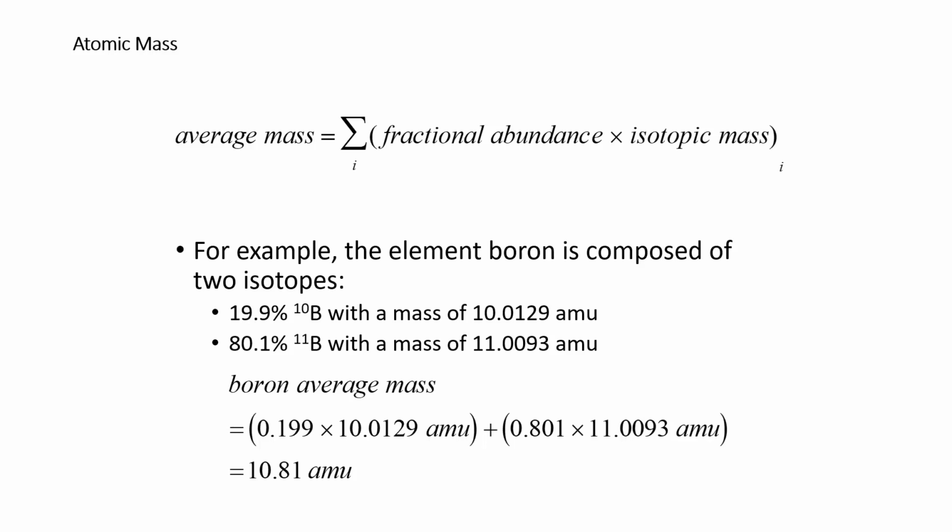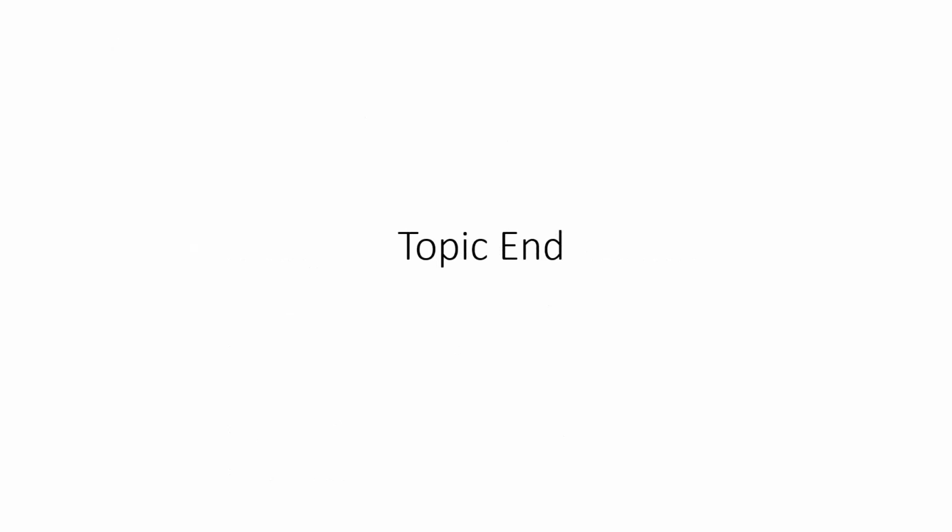This goes into a little more detail than what you're going to be expected to know in the class, but if you're interested in learning where the average mass comes from, we take the sum of the fractional abundance times the isotopic mass. For example, the element boron is composed of two isotopes. About 19.9% is boron 10, and the other 80.1% is boron 11. We average those masses based on the percentage that each exists in nature, and that's how we calculate the AMU. The good thing about calculating AMUs in this class is all the information can be gathered from the periodic table.